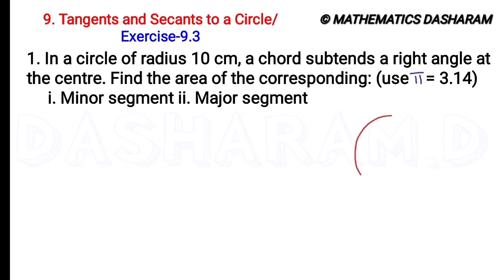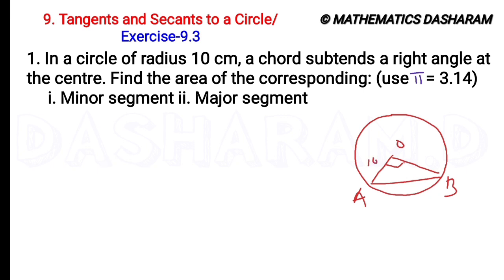So here is a circle with the center O and its radius is 10 centimeters. Here is a chord AB that subtends a right angle at the center. So join O, A and O, B, and here is 90 degrees. The radius of the circle is 10 centimeters, so OA is 10 centimeters and OB is also 10 centimeters.